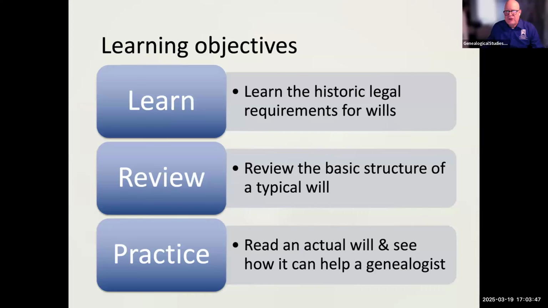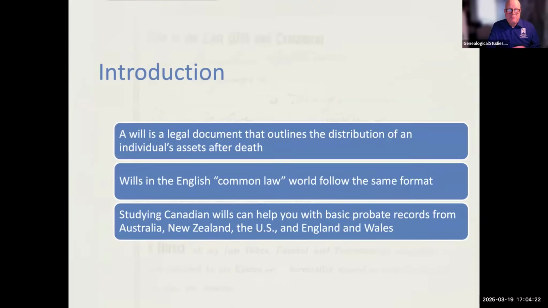Okay, so let's review some of the objectives that we have for tonight, for this class. I'm going to introduce you to the historical requirements that go into the drafting of wills. I'm going to take you through the basic structure of an actual will. And then we're going to read this will together. You'll see it on your screen. You'll see the actual wording, and I hope you'll see how it can help you in your genealogical research. So, pretty simple stuff, I hope.